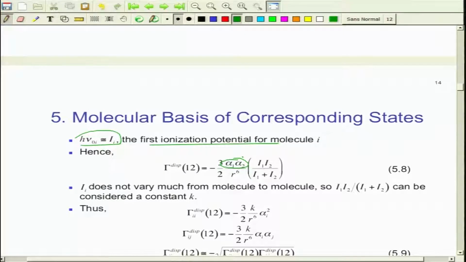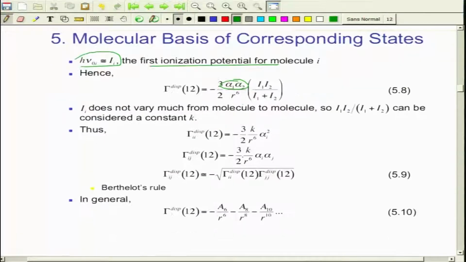Typically the ionization potential does not vary much from molecule to molecule, so we can consider this to be a constant K, and that is where it turns out to be this. For the case of the same molecule, it will be 3K divided by 2R6 alpha A square. For the mixed case between 1 and 2, it will be alpha A alpha J. We can use this to come up with a mixing model: if you are interested in the potential due to dispersion between 1 and 2, you can approximate this as a geometric mean between 1 1 and 2 2, and this is nothing but the Berthelot rule.